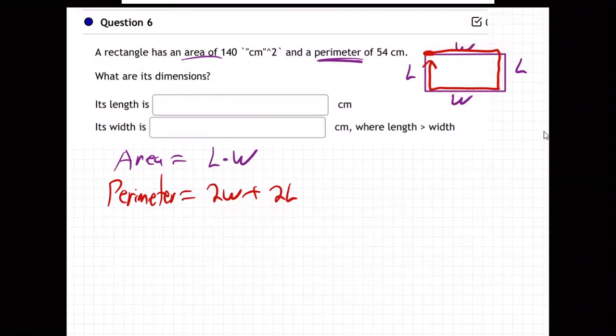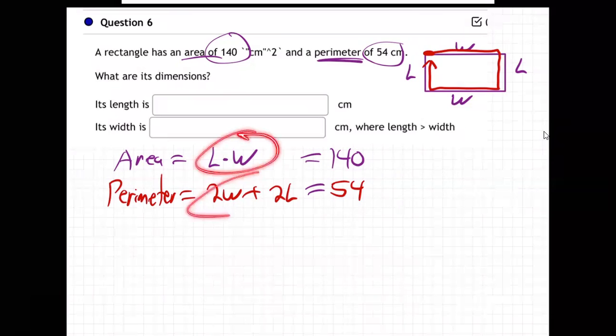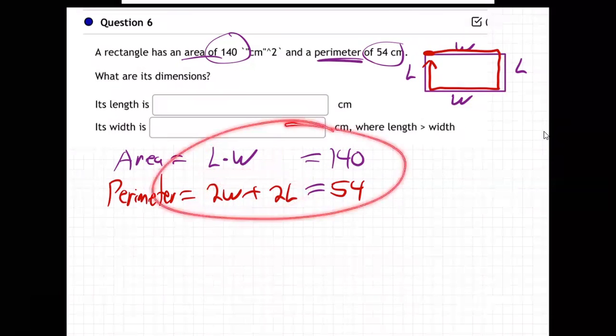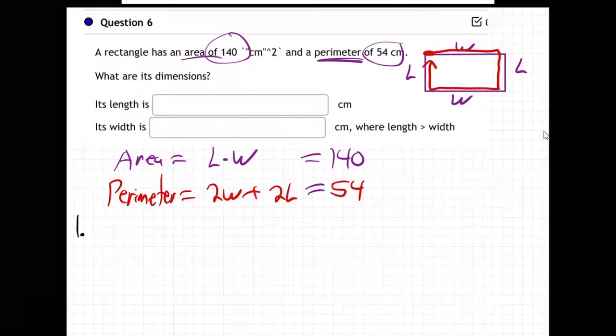And the area is 140, they tell me right here, and the perimeter is 54. So basically we have 2 equations with 2 letters, don't we? We have L and W, and we have 2 equations, one for area, one for perimeter. They want us to find the length and the width. So how are we going to do it? Well, it's best to solve for one letter in one equation and plug it into the other.